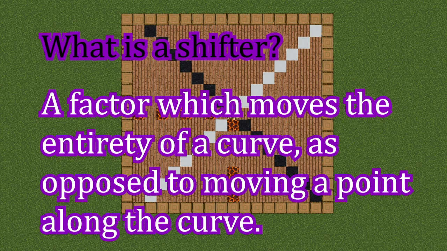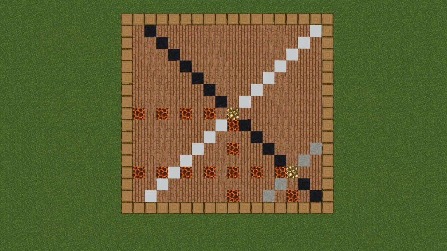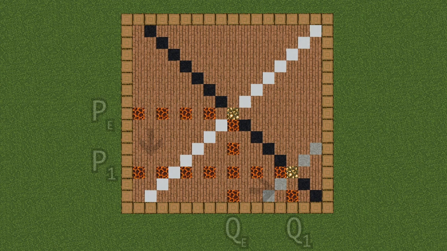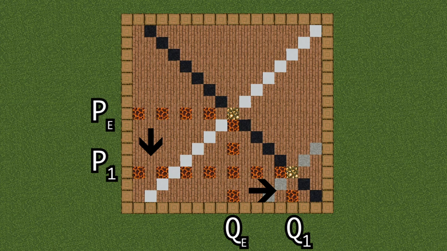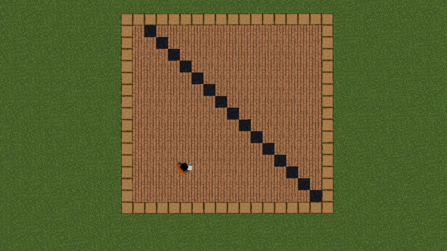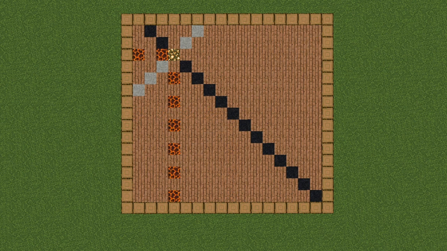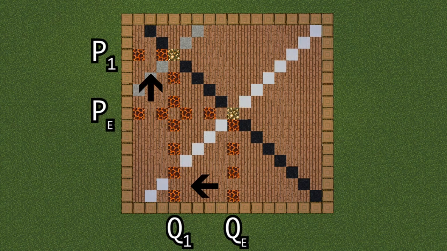Shifters are factors that make an entire curve move on the graph instead of a point along the curve itself. When a shifter makes the supply curve move to the right, it indicates an increase in supply. This makes the price go down and quantity go up. Oppositely, when a shifter makes the supply curve move to the left, indicating a fall in supply, the prices go up and the quantity goes down.